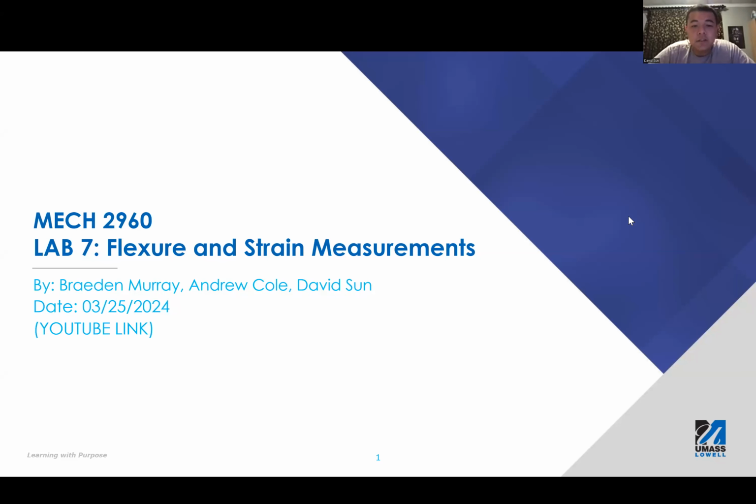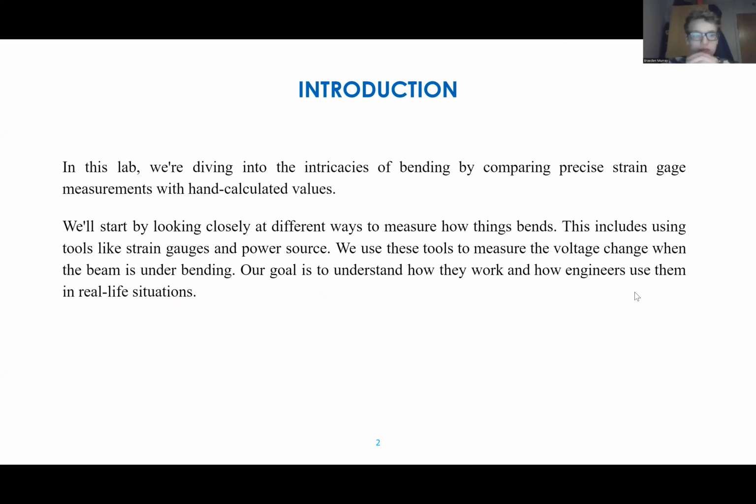This is Lab 7, flexure and strain measurements. In this lab, we'll be using a strain gauge to find the strain and elastic modulus of two different procedures. We'll use tools like a strain gauge and power source. These tools will tell us the voltage change of the beam when it's under bending. Our goal is to understand how they work and how engineers use them in the real world.